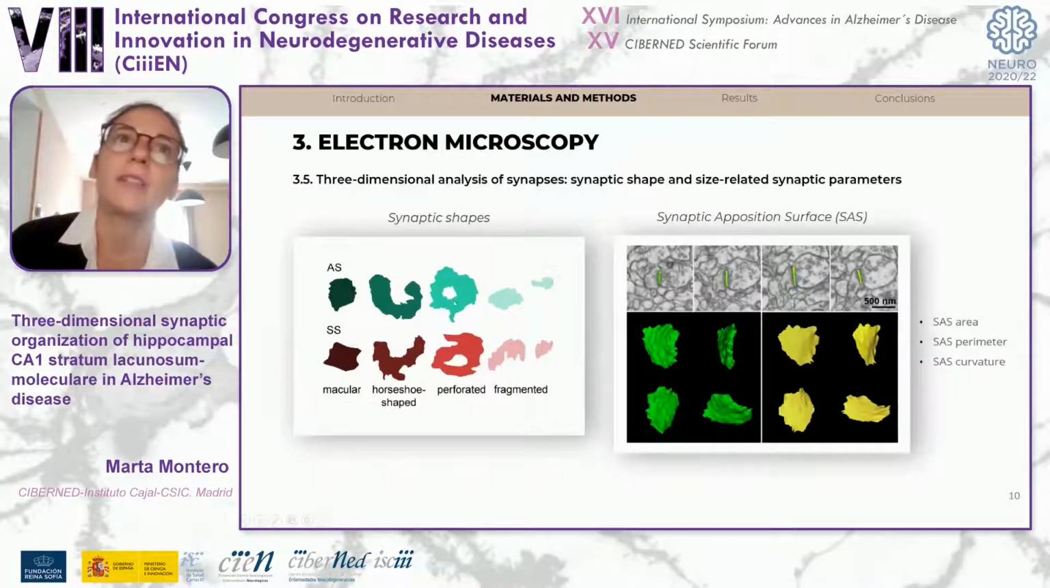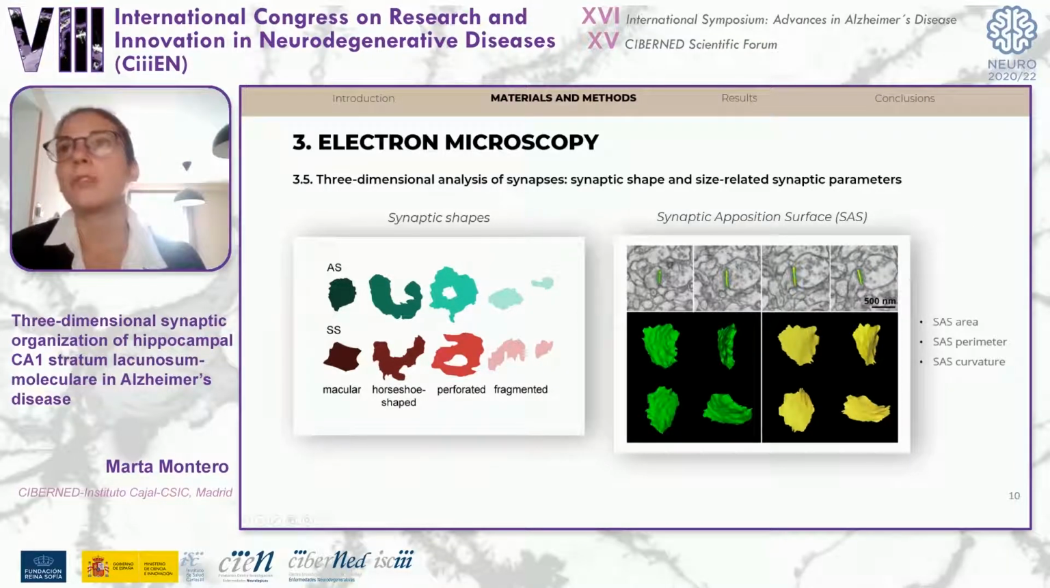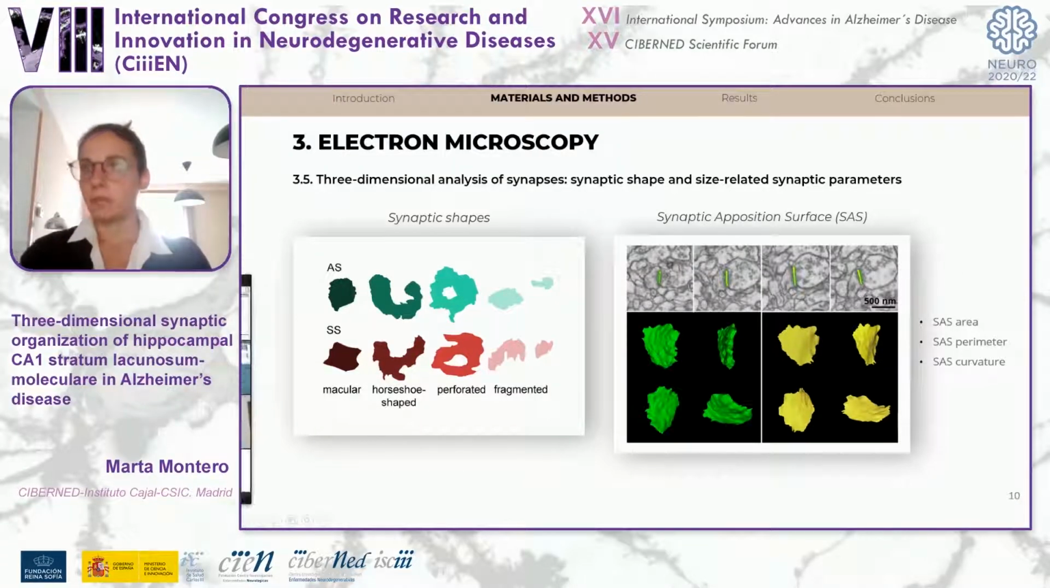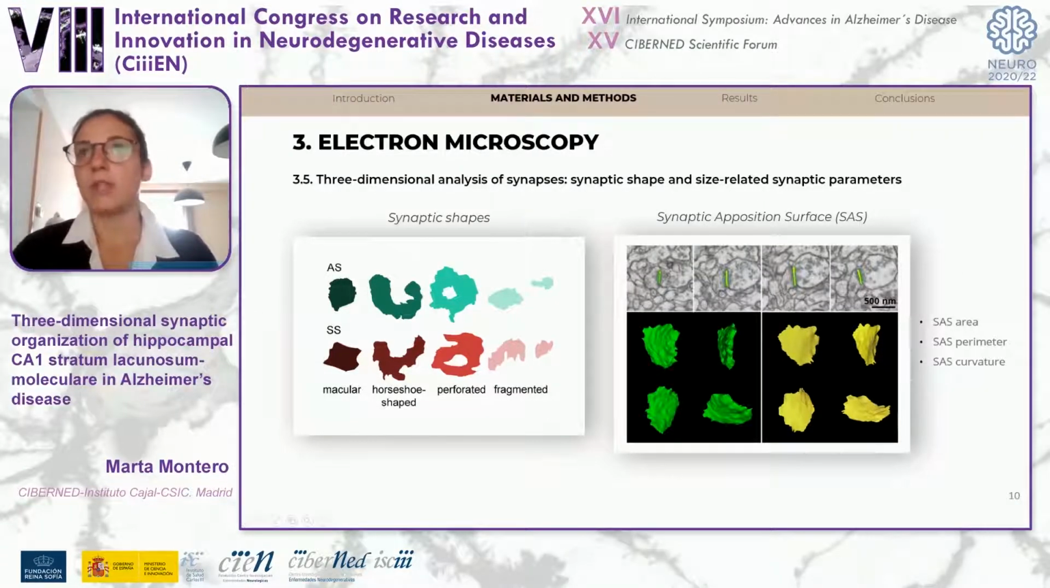Synapses are also classified attending to the shape of the synaptic junction, and size-related synaptic parameters are obtained from each synapse by extracting the synaptic apposition surface, which is the surface of apposition between the presynaptic zone and the postsynaptic zone. These size-related synaptic parameters are extracted with the SPINA software.